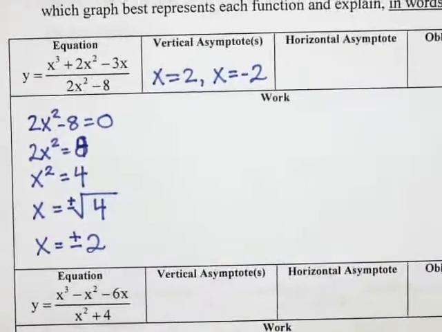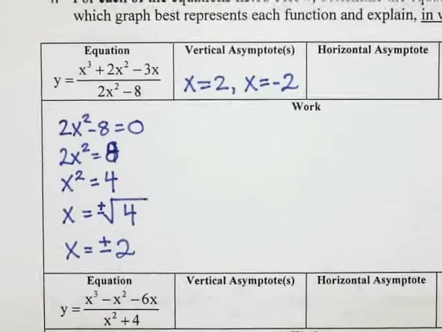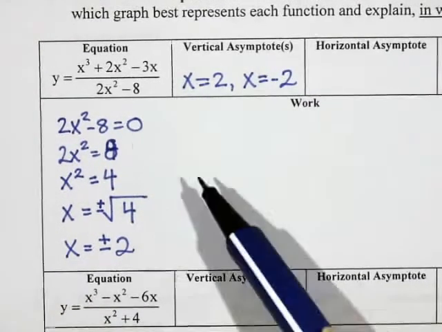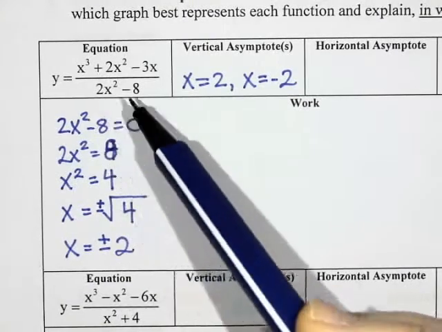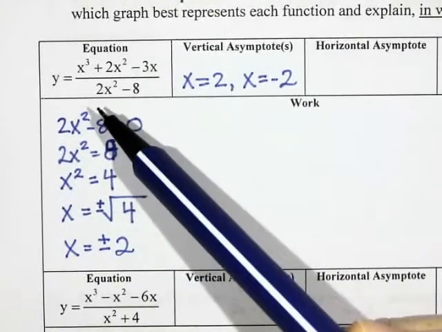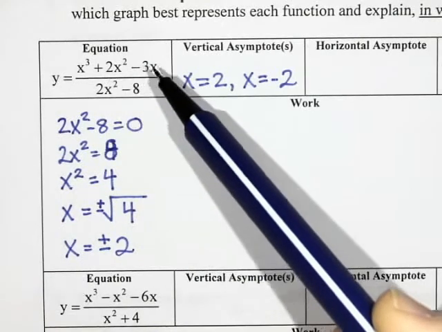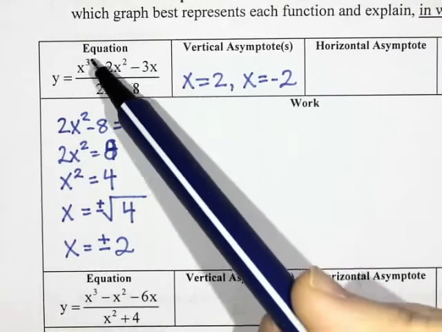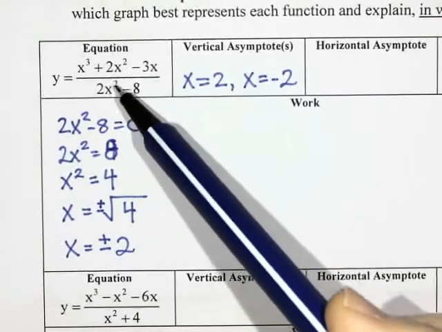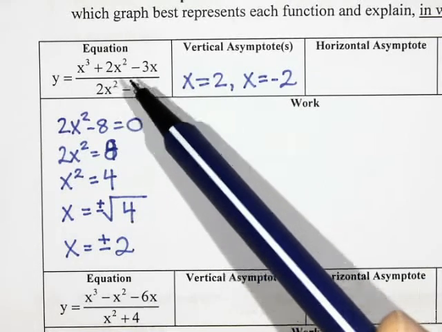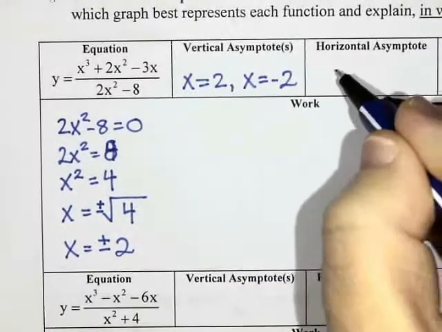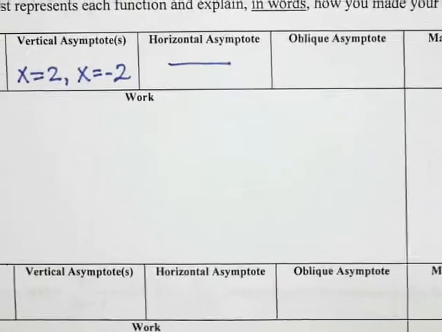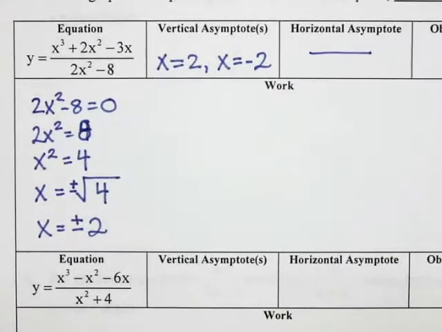Okay, up next, horizontal and oblique asymptotes. In order to find the horizontal or oblique, I need to do some division, or at least think about the division. So I have x cubed plus 2x squared minus 3x divided by 2x squared minus 8. I notice that the degree on the top is bigger than the degree on the bottom, which means it's not going to be horizontal. It is going to be oblique. In order to get the equation of the oblique asymptote, I need to do some division. And this one is going to be a little awkward because of the numbers.